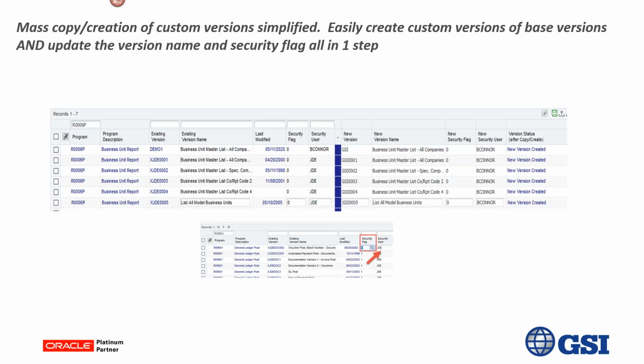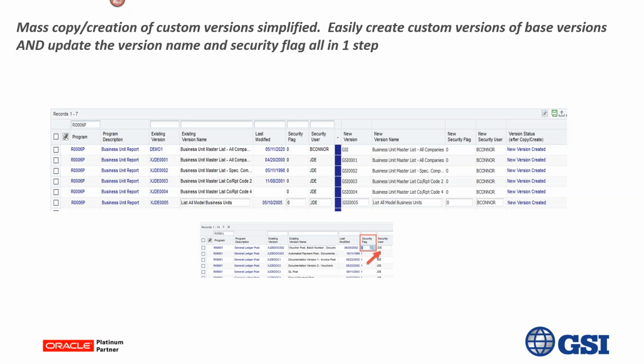you can do here. So one thing that you typically do in a project is create custom versions of all of the base JDE versions within the system. Normally you do that one at a time. One of the issues with that is that when you create the new one, you have to either have that version name copied out somewhere and paste it in, and you can do it one at a time.